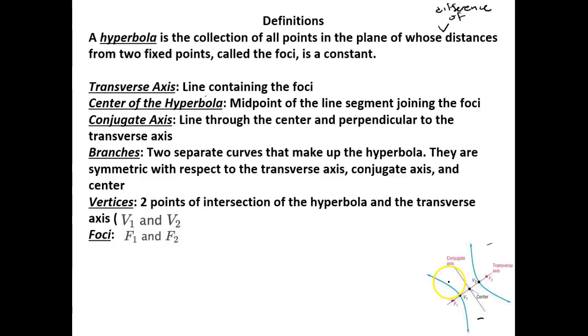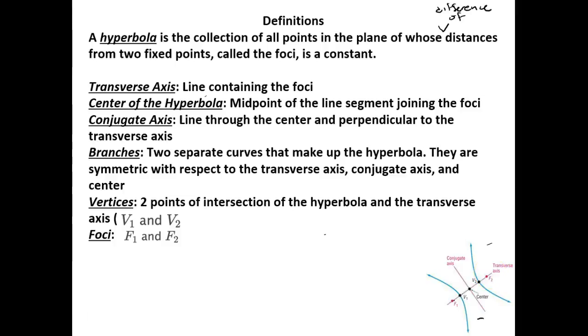And branches are the two separate curves. Here we have one branch and the other branch. They are symmetric with respect to the transverse axis, conjugate axis, and center. So we can spin this 180 degrees, we can fold it over this line or fold it over that line. The vertices are 2 points of intersection where it's crossing the transverse axis, and we have foci F1 and F2.